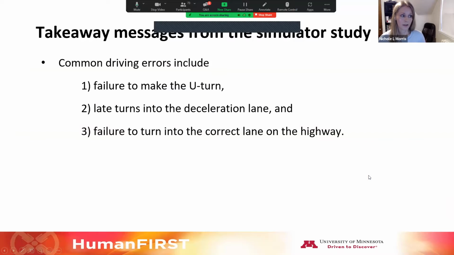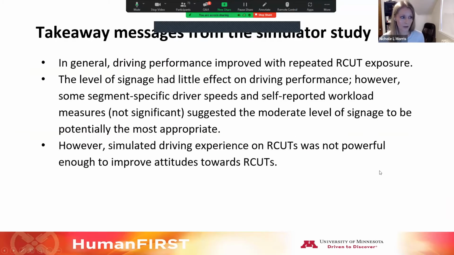So overall, the common errors were failing to make the U-turn, late turns in the deceleration lane, and failing to turn into the correct lane on the highway. Our general takeaway is that we did see, across the board regardless of signage type, that with a little bit of experience, by the time they were in their second or third repeat of the RCUT intersection, their performance really improves. So this is one of those things where we can expect drivers to become more confident and competent as they have a little bit of experience.